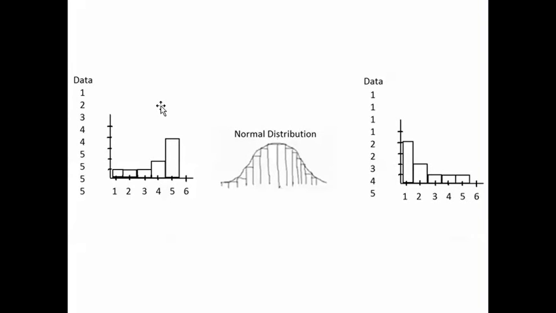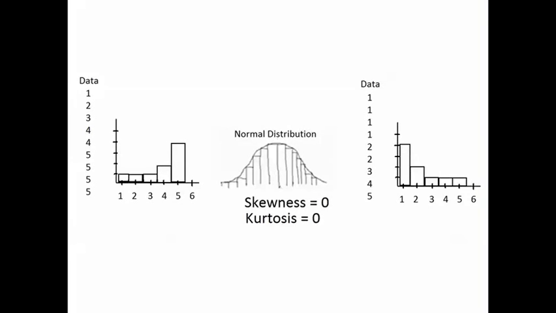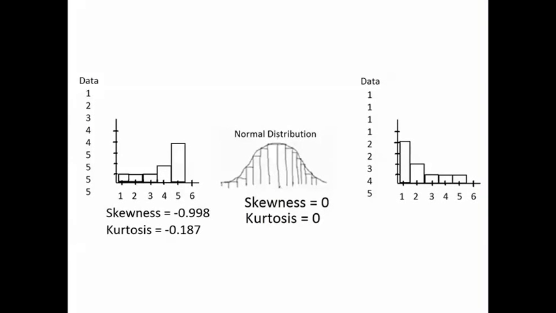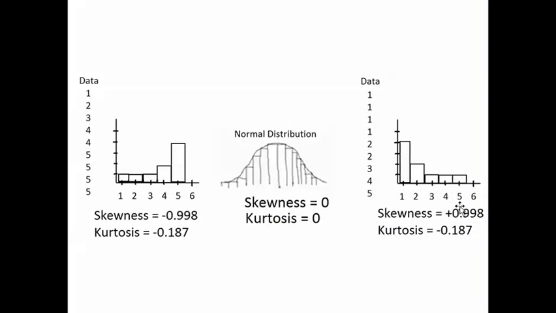This one is negatively skewed, this one is positively skewed, and they're actually the mirror images of each other. So what's going to happen is when we calculate the skewness value of this data set and the skewness value of this data set, they'll both come out to the same number, but the sign will be different. And we can see that happened because this is a negative 0.998, this is a positive 0.998.